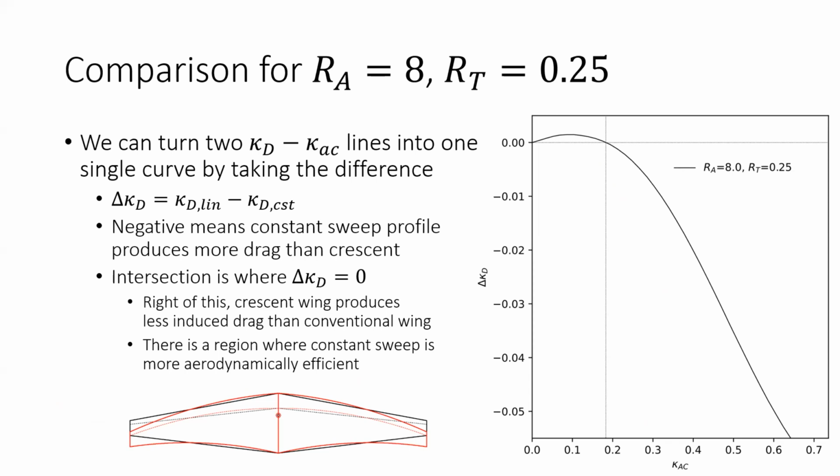And so the intersection between that black and red line from the previous slide is where delta kappa D is 0. That's this point here marked by the cross section of the dashed lines. To the right of that point, the crescent wing produces less induced drag than a conventional wing because kappa D is negative there. But there is a small region where constant sweep is more efficient, meaning it produces less induced drag than an equivalent linearly swept wing.